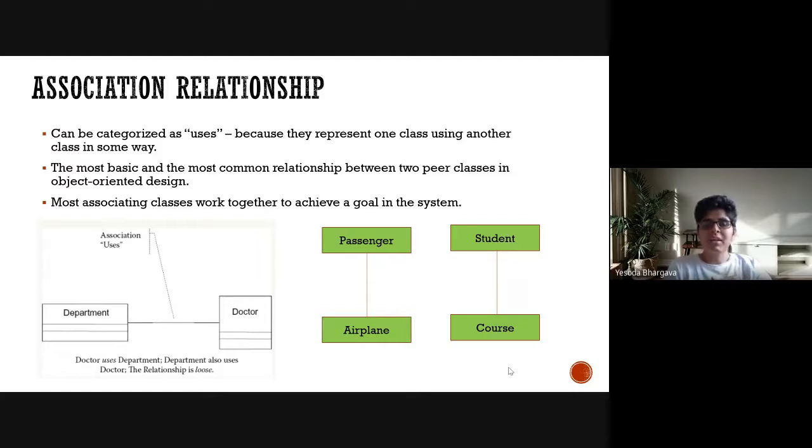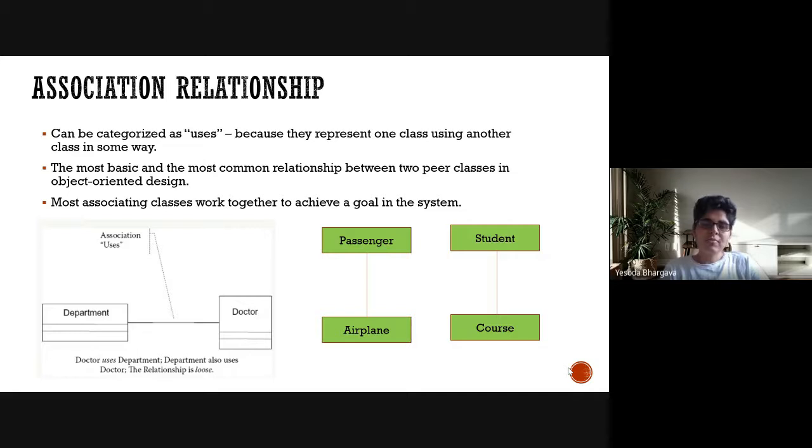So we had started off with association relationship, which is the most simple kind of relationship between two classes. It is generally shown by a single line. So when there are no arrows, it shows that there is a bidirectional relationship. However, when there is an arrow on any of the sides, it can be unidirectional, and we will see these in examples as we go forward.